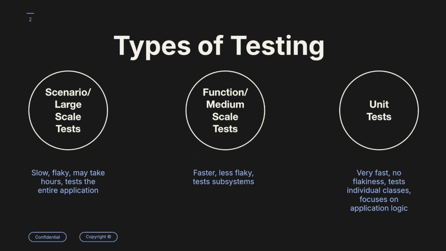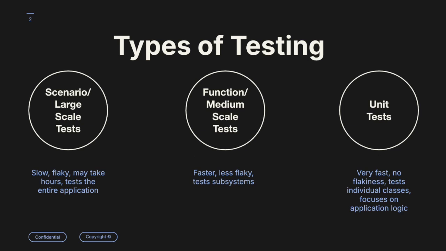Scenario or large-scale tests focus on testing the entire application from the perspective of a user. These tests simulate a full user interaction and typically involve real user data. They can take a long time to execute and often rely on real infrastructure, which can make them flaky and slow. They are useful for confirming that all components work together as expected, but they're not the most efficient way to find bugs during the development process.